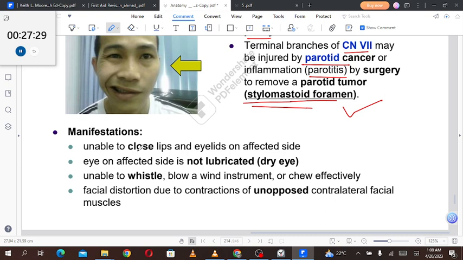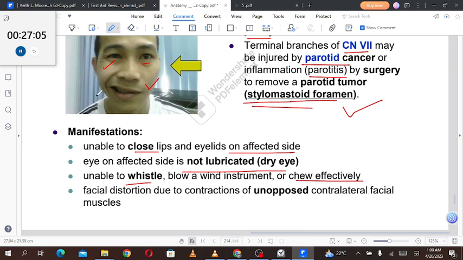Manifestation: unable to close the lips and eyelids on the affected side. The eye on the affected side is not lubricated, so there will be dry eye because this eye cannot be closed. So that will become dry. Unable to whistle, blow a wind instrument, or chew effectively. Because the orbicularis oris cannot function on this side, and there is facial distortion due to the contraction of unopposed contralateral facial muscles.